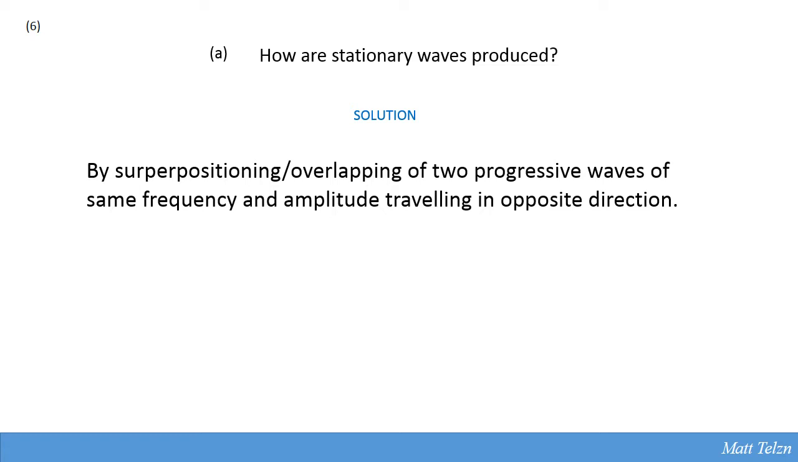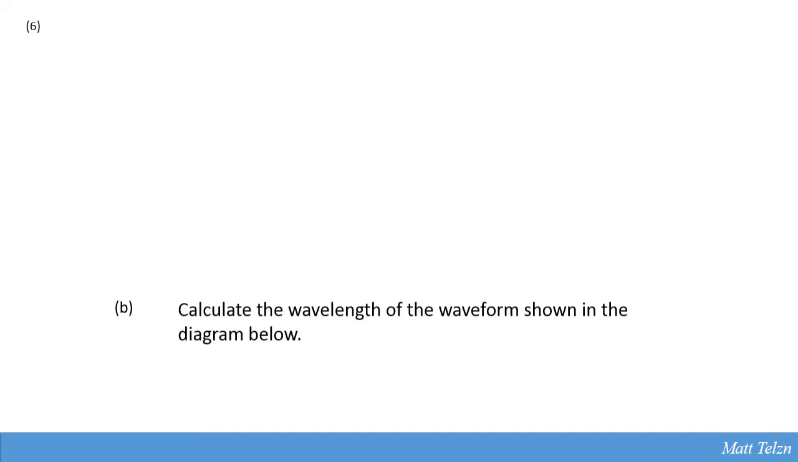Now, the key things here are the superpositioning, the overlapping, and the opposite direction. If those words are not there, automatically your answer is wrong. So you will score 0 for it, and the mark allocated to this question is 1. There is no half. If a key word is missing, you score 0.